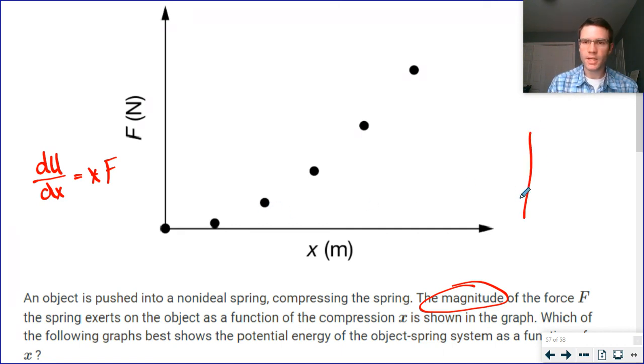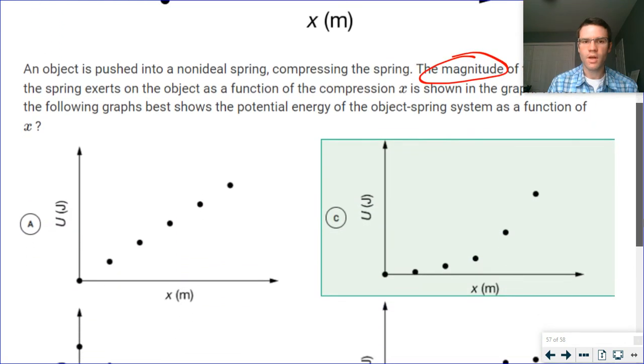If I'm looking for a potential energy graph, it starts out with a small positive slope, and then as my x value increases, my slope increases. So it should look something like this. It's going to be very similar to the graph that is shown right here for the force function. So where do I have that?